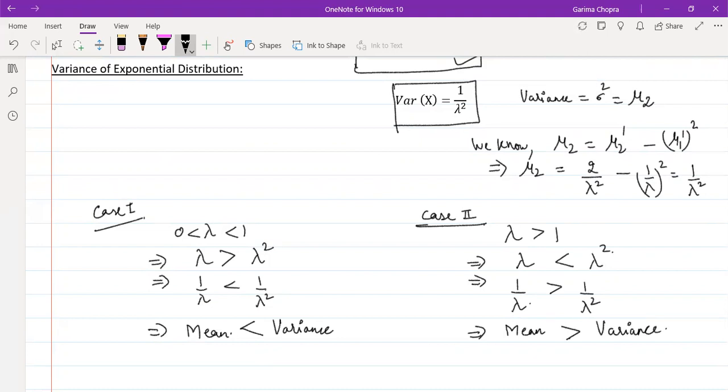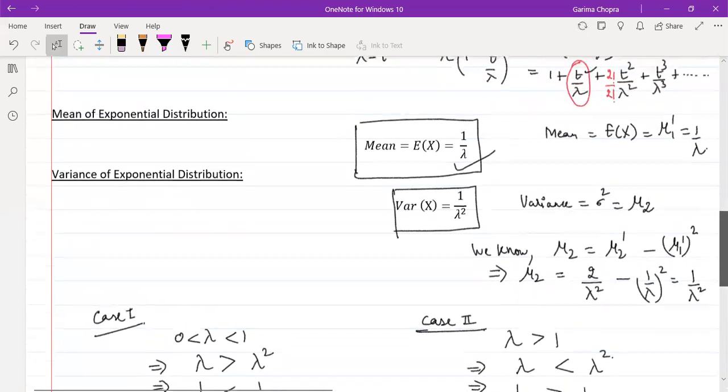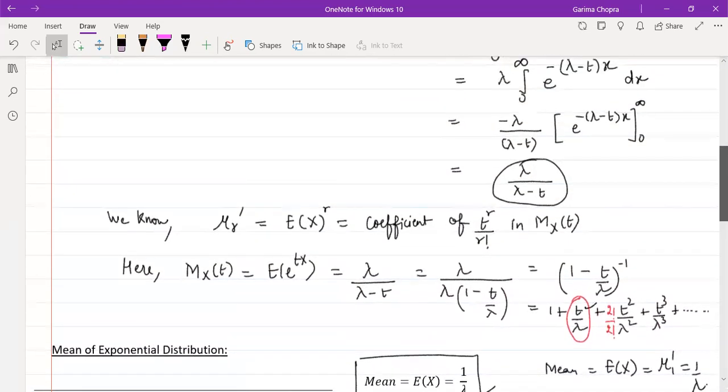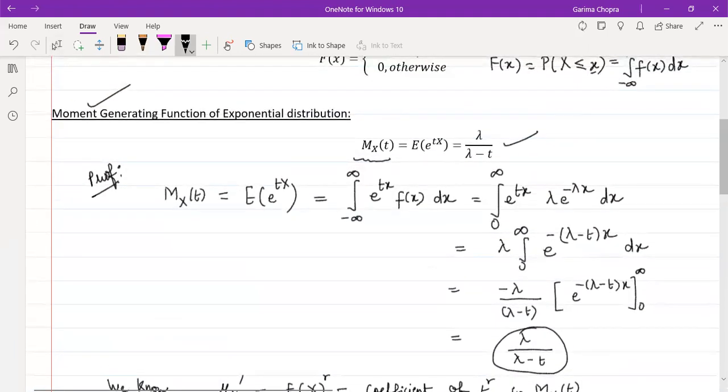So in this way, we have evaluated the mean and variance of exponential distribution with the help of its moment generating function, which is lambda upon lambda minus t.